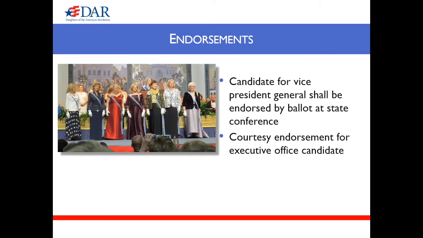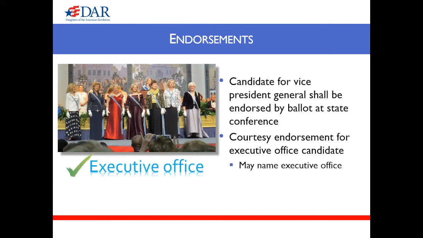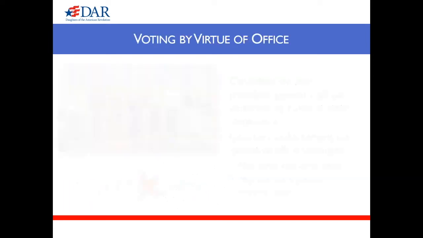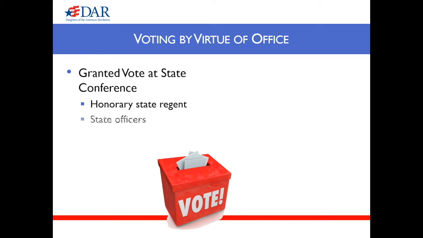If a courtesy endorsement is offered for a candidate for executive office, the endorsement may name the office for which a candidate is running, but cannot name a ticket or the person heading the ticket. For state conference, all honorary state regents of the state, state officers, chapter regents, and a national executive officer who is not included in these three categories has a vote.